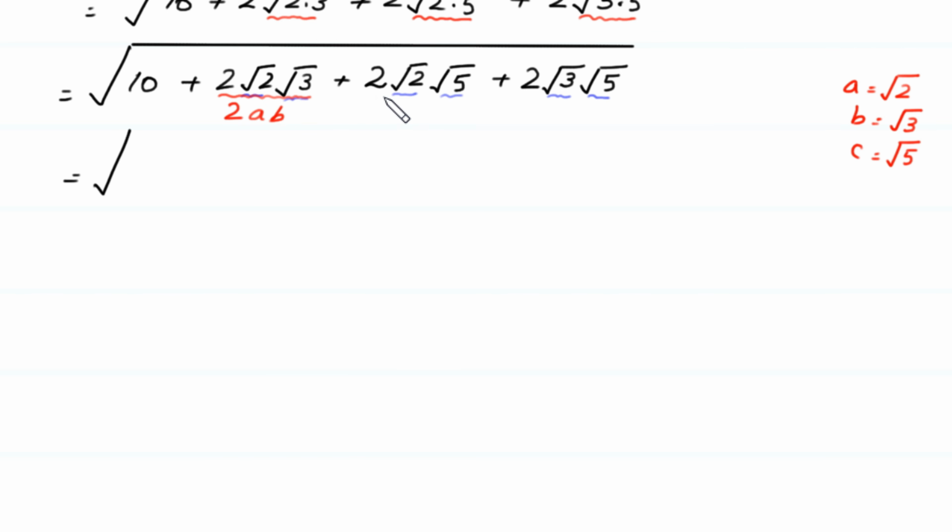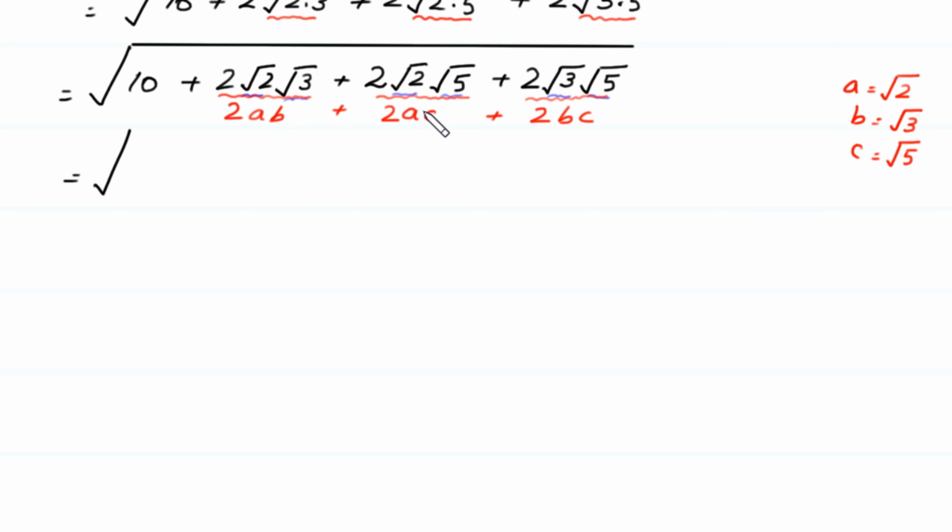This expression 2 times square root of 2 times square root of 5 is same as 2 times a times c, and this expression 2 times square root of 3 times square root of 5 is same as 2 times b c. And here we have plus, and here we have plus.